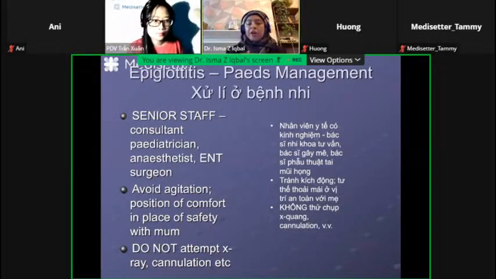And especially for a child who's having an airway problem, try not to agitate them, try not to upset them. So try and keep the mum in control of the oxygen and the nebulizer so that the child is not frightened.